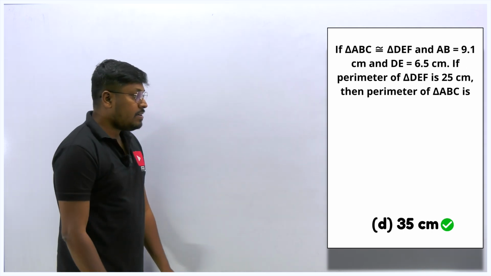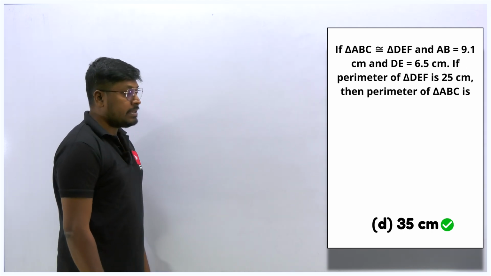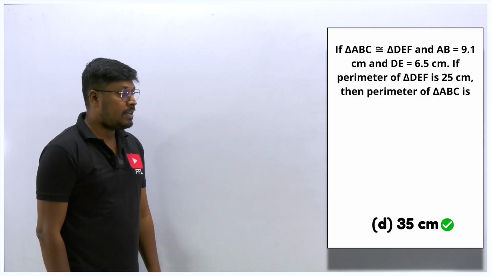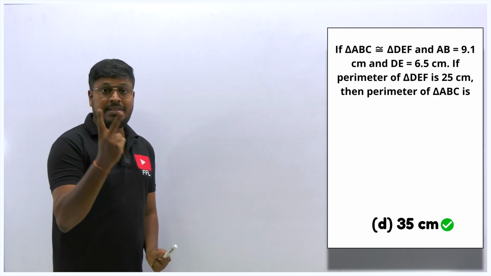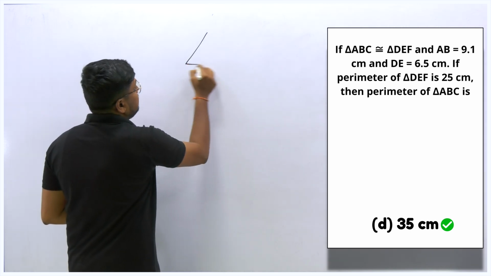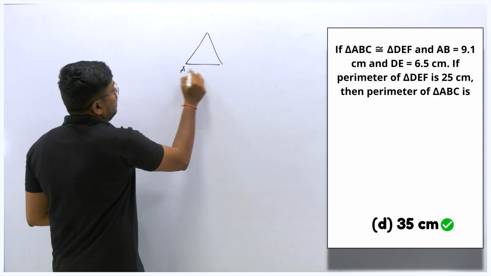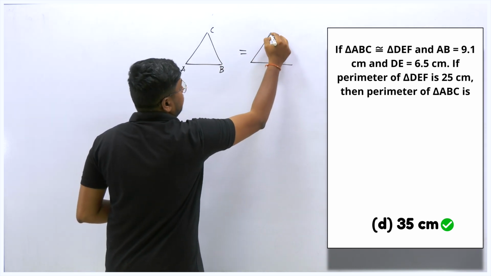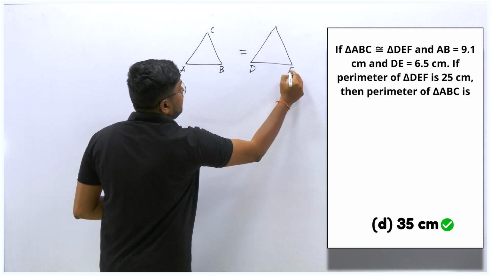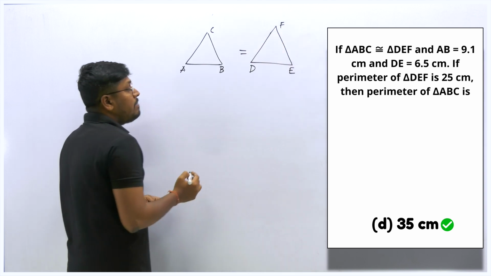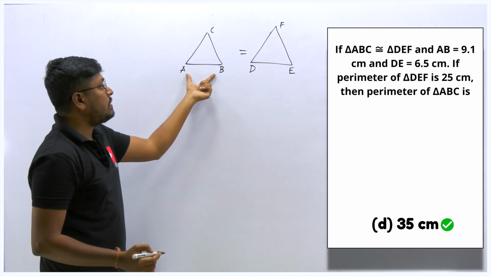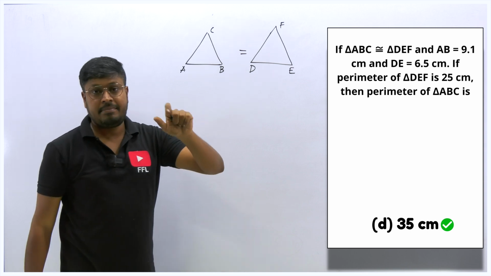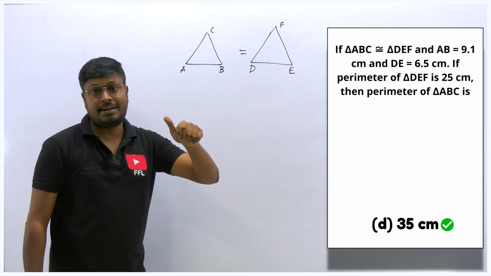So next question: if triangle ABC is congruent to triangle DEF. They have given two triangles which are equal, right? One triangle is ABC, so A, B and C. And the second triangle is DEF. So what is our target? D, E and F, right? Congruent means both are the same, right? We will not say similar, both are the same. If both are the same, it is called congruent, right?